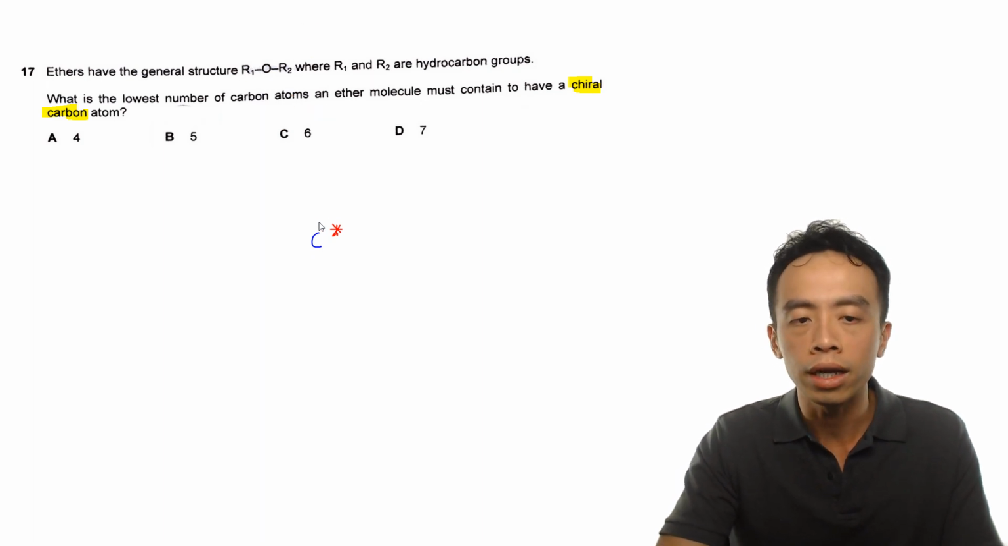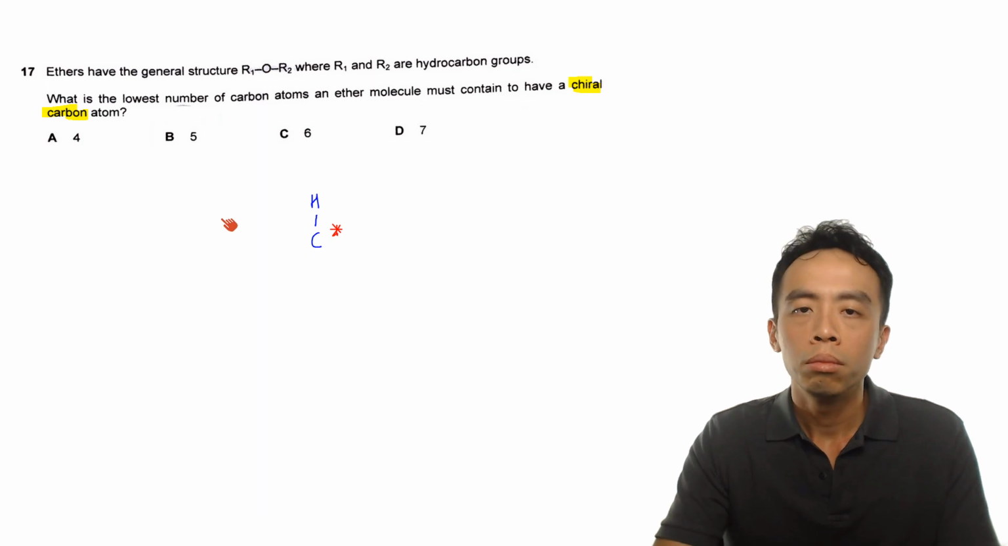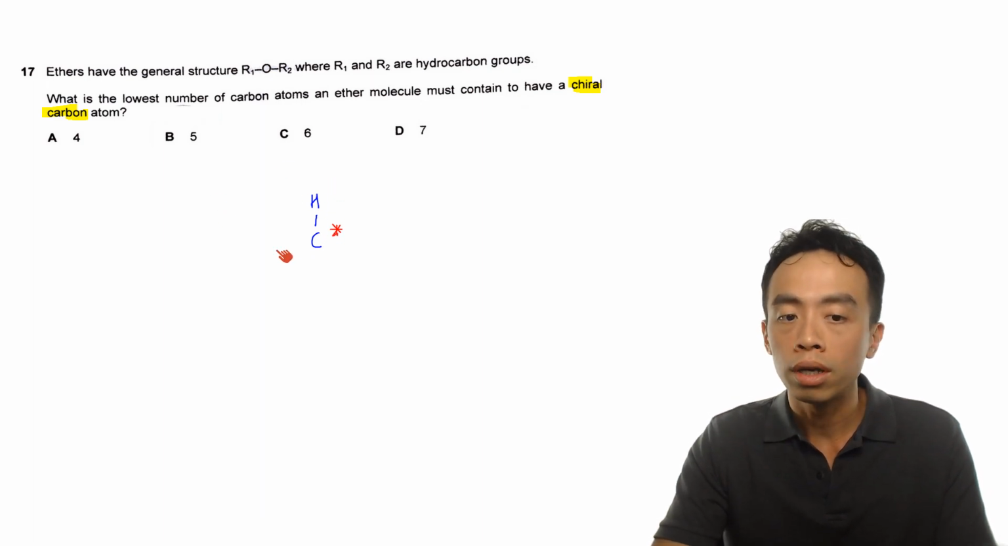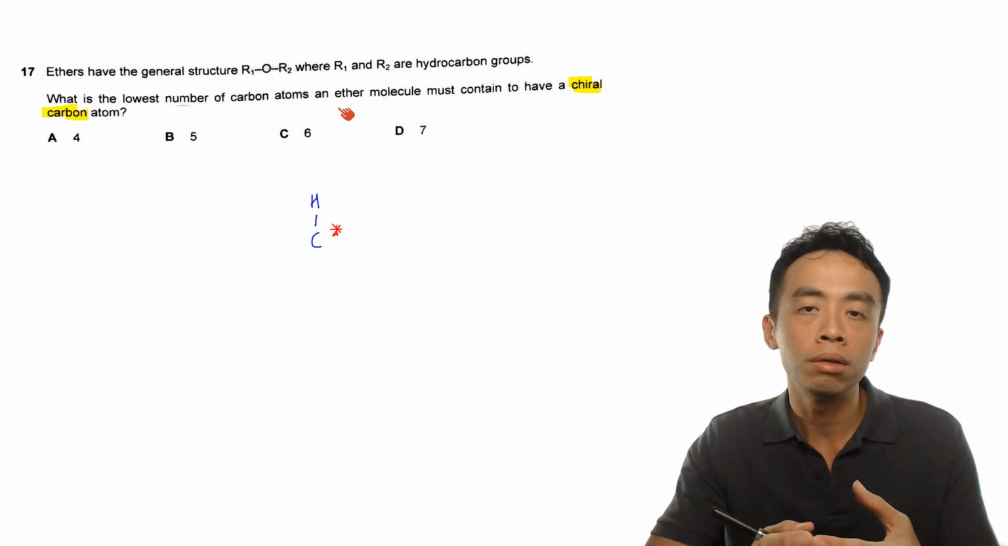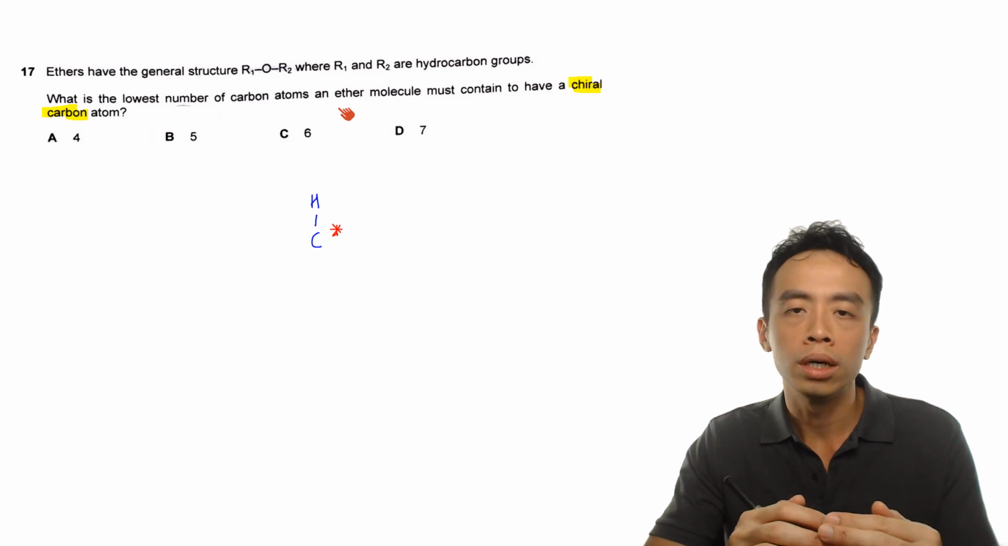The first thing that I can put down will be hydrogen. Because this hydrogen will take up 1 slot out of these 4 different groups, and this hydrogen doesn't contribute to the carbon number, right? So this will keep the carbon number to a minimum.